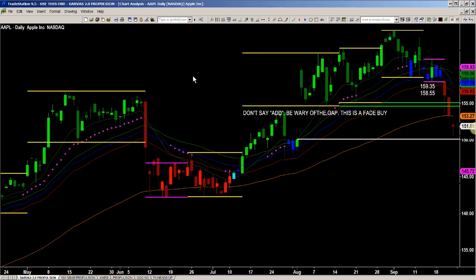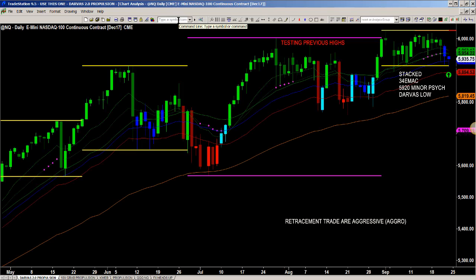So back to Apple. A long position in Apple is going to contribute to follow through in the NQ. In other words, if a long position in Apple works, it's going to contribute to a long position in the NQ. So we're going long into the weekend in Apple and in the NQ. The NQ is actually a trend follow. Even though it's a little bit more conservative, this is a trend follow off the Darvis level. We have the 34 EMA on the close in play, the minor 59.20 psych level, and the Darvis 2.0 low.